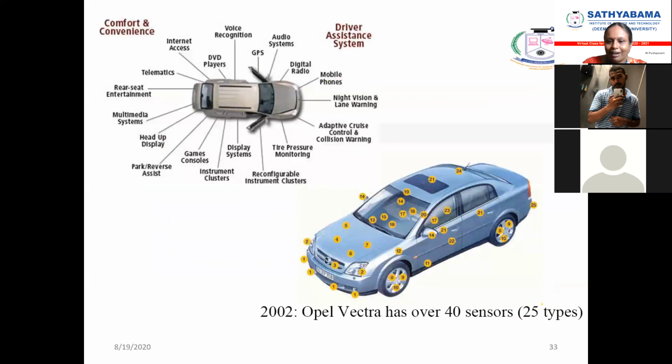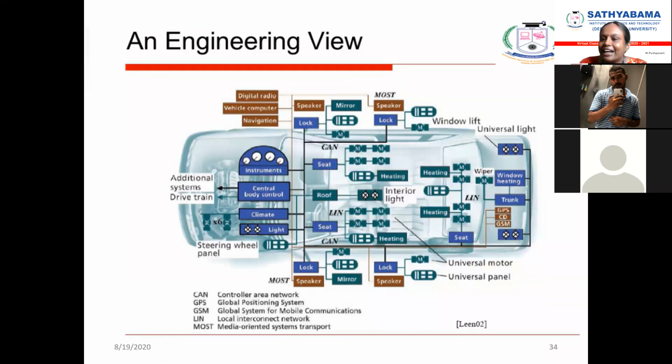Okay, and you can see that they used sensors. Sensors are very important, and from them the signal is converted into a digital signal, then connected to the controller, which processes it. According to the processing, the indication will be given. You have seen this car has nearly 40 sensors, and 25 types are used. So this is the overall view, and you can see this is the inside and engineering view.